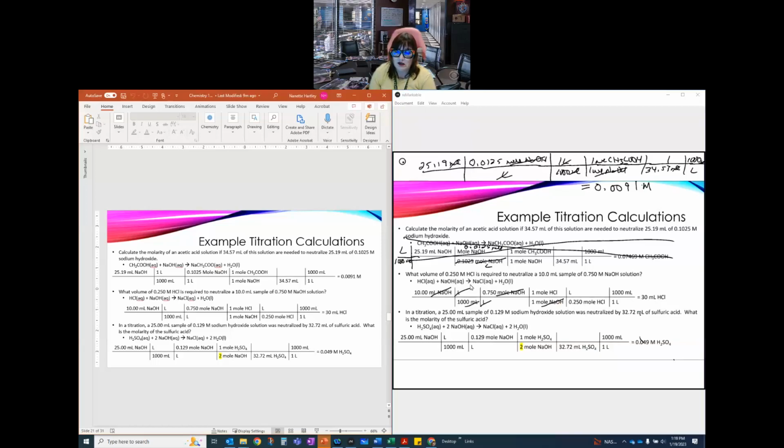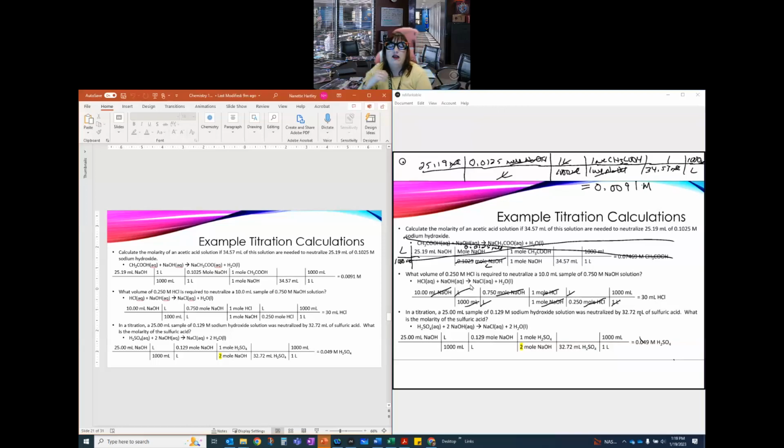If I want a volume of that solution, then I divide by the molarity of that solution. So it's 0.250 mole per liter. That would give me a volume in liters. I don't want it in liters, so I cancel that and convert it to milliliters. And that gives me 30 milliliters of HCl that is required, which to me makes sense because one of them is 0.750 and the other one is 0.250. So one is 3 times the other.